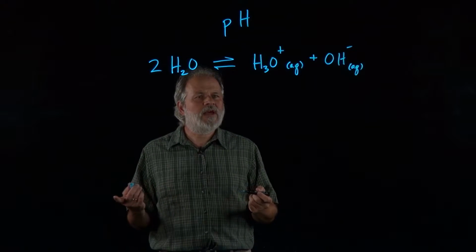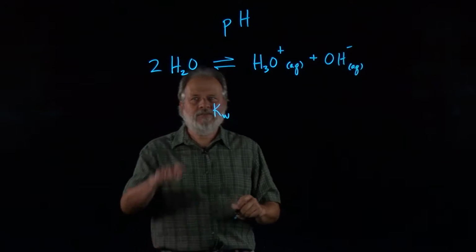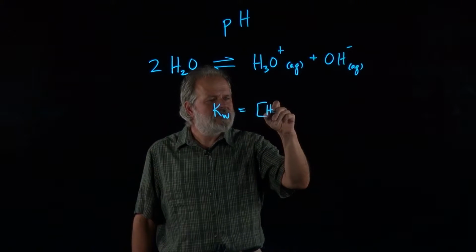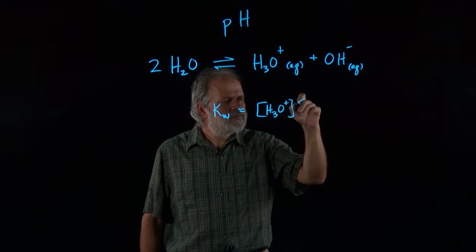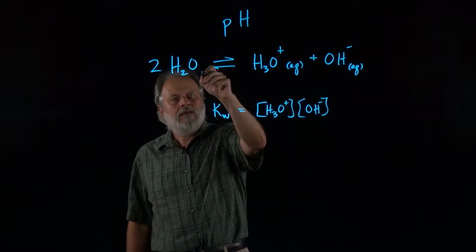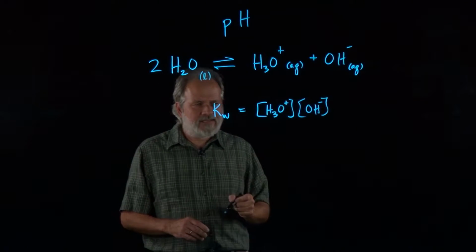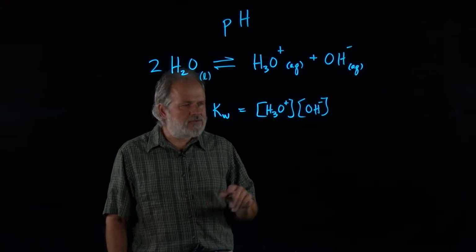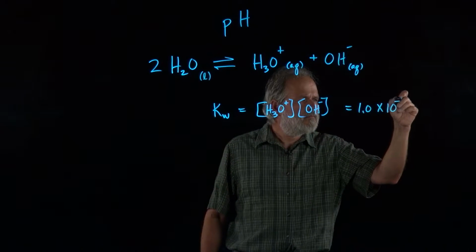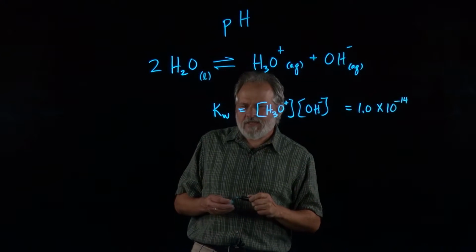Now, this has an equilibrium constant. So you write the equilibrium constant. It has a special name, Kw. I'll let you guess what W stands for. It's products, H3O plus and hydroxide, divided by a liquid, which is by definition 1 or folded into the equilibrium constant. So that's it. This is the only constant I want you to know. Kw for water is 1 times 10 to the minus 14.